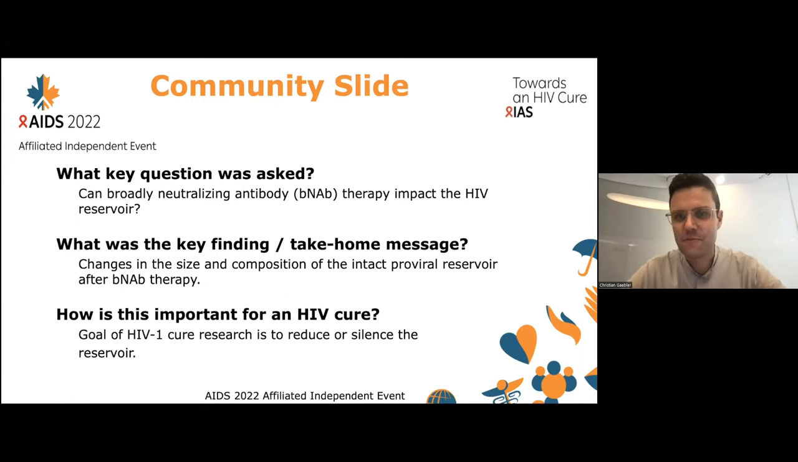A summary for our community: what are the key questions that have been asked? We were very interested to see if broadly neutralizing antibody therapy can impact the HIV reservoir. The key finding and take-home message is that we observe changes in the size and composition of the intact proviral reservoir after therapy with broadly neutralizing antibodies. This is important for an HIV cure because the overall goal of HIV cure research is to have an impact on the reservoir, to reduce or silence it.